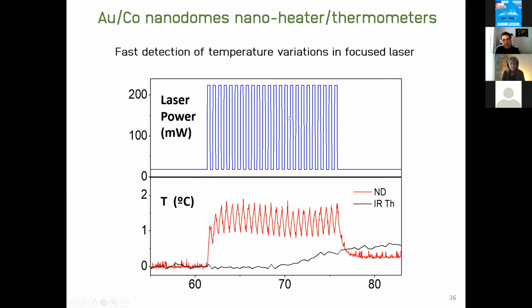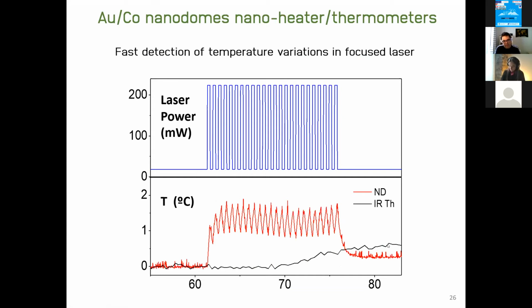And here you can see, in order to check the reaction time, when we use a pulsed laser power, how our nanodomes are able to react to the temperature very fast. However, the infrared thermometer, as you can see here, takes a lot of time and is not as sensitive as the nanodomes in registering the increase in temperature surrounding the nanodomes.